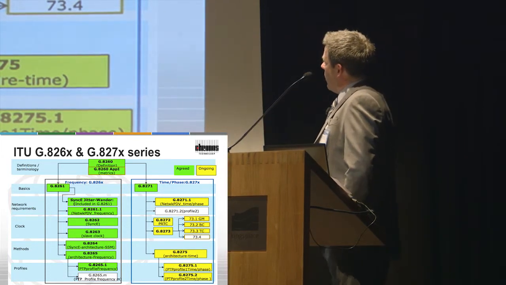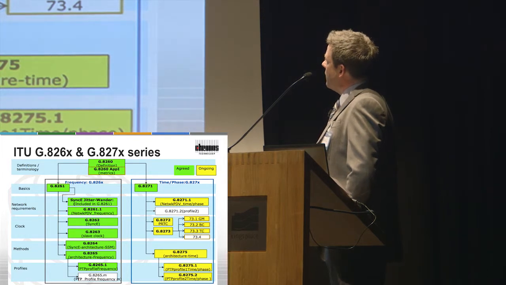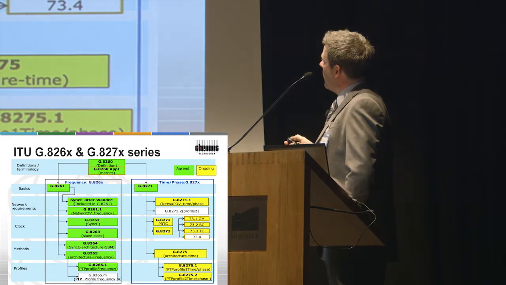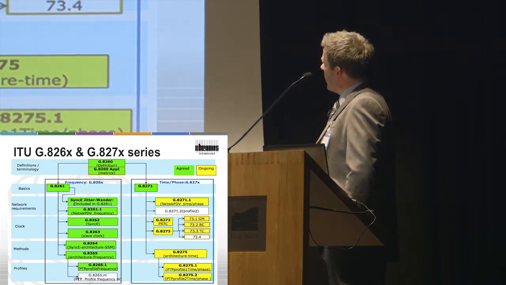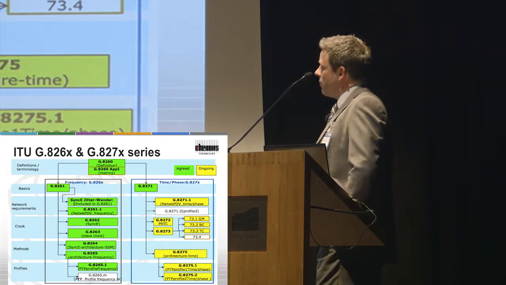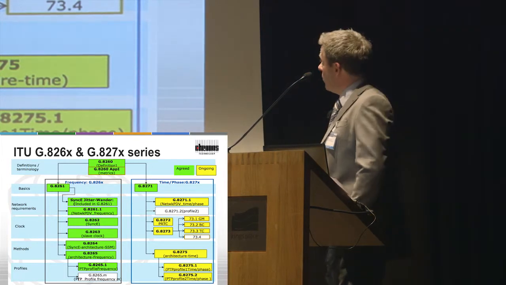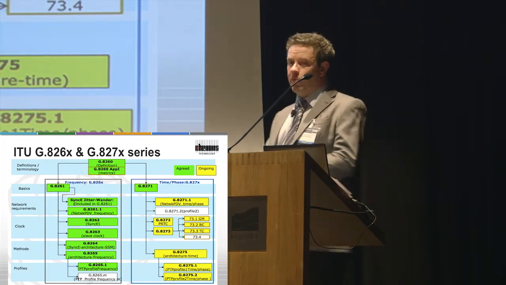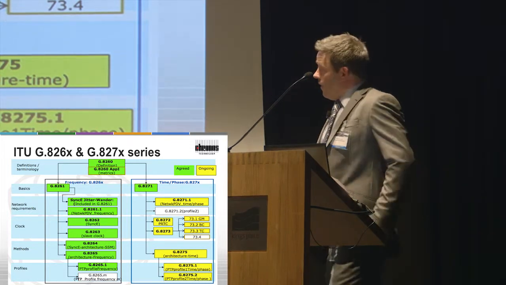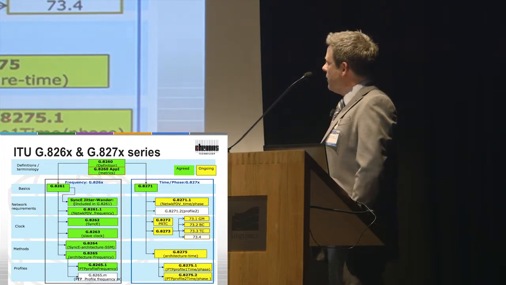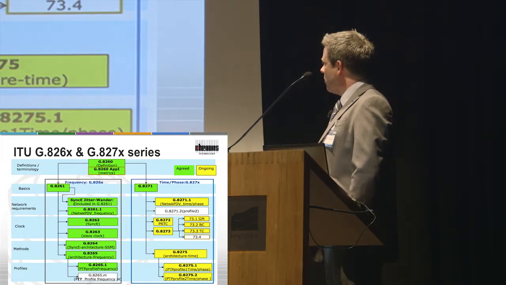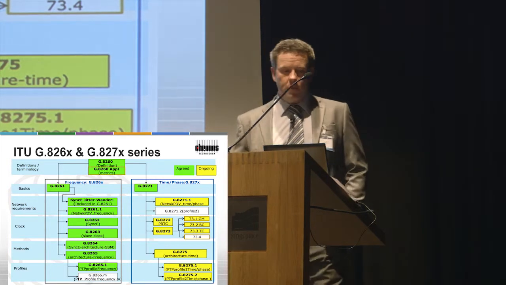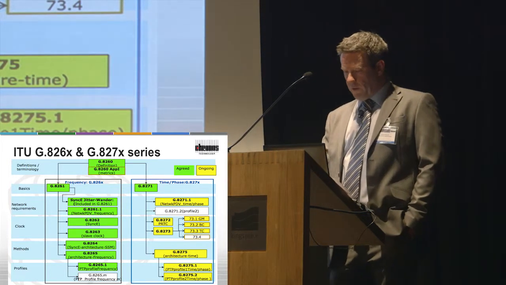The work at the moment is all going on in the 8270 series, where we're talking about time and phase distribution, specifying things like the PRTC, the primary reference time clock, the performance of grandmasters, boundary clocks, and transparent clocks. These are all entities that live within 1588. And then the profiles I mentioned earlier, 8275.1, which is with full on-path support for PTP, and 8275.2, which is the partial on-path support. So that's where the work is ongoing at the moment.